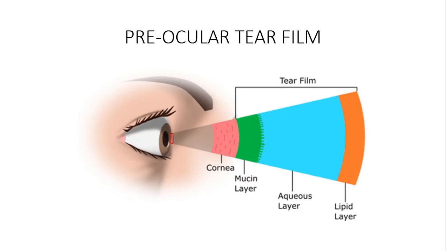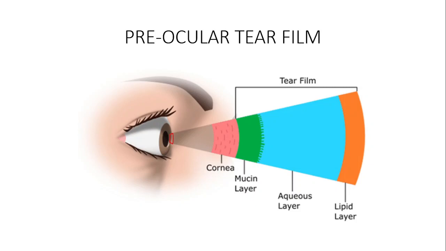And this fluid is known as what? The tear film. People also call it meniscus or tear film. All right. Okay. So that is it.